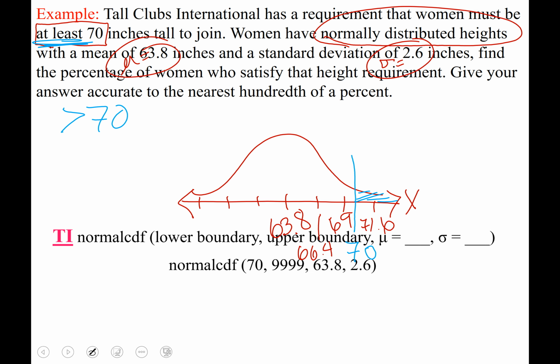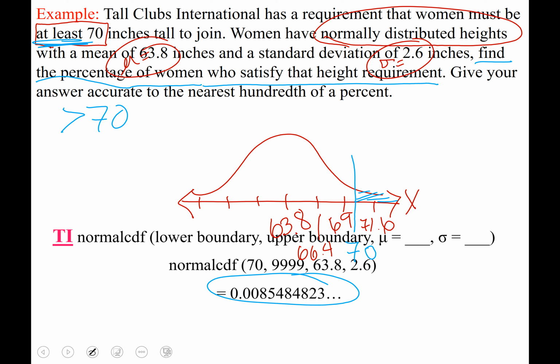70, 9,999, mu is 63.8, sigma is 2.6, and if I run that correctly, I get 0.008548483, and so on. Now answering the question, which is, find the percentage of women who satisfy the height requirement, means I need to change this into a percent, and then they want me to round to the nearest hundredth. So please be careful when you're rounding percentages. Make sure you change it to a percent first.